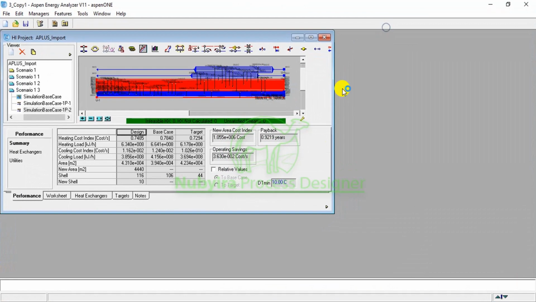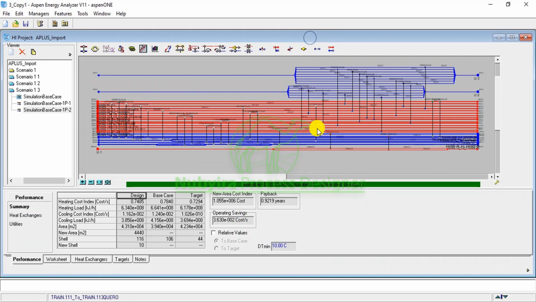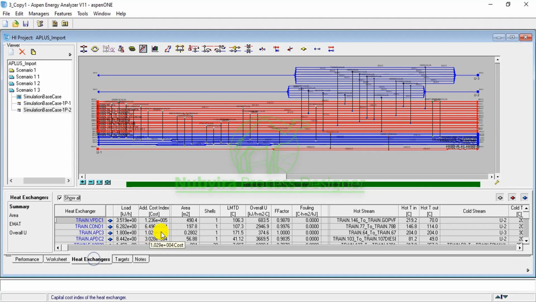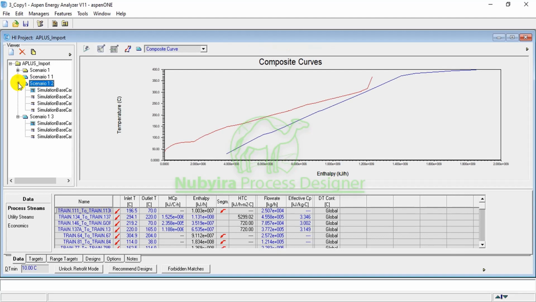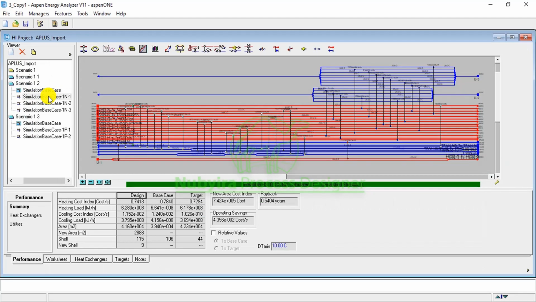So for the Aspen Energy Analyzer, we have the typical grid diagram for the heat exchanger network. You can see the splitting, and this represents the heat exchanger network, and you can see the heat exchangers here. This is the third scenario, for the relocation of the heat exchanger. So I'm going to go to the first one that we have, for adding a heat exchanger, which is this scenario over here.